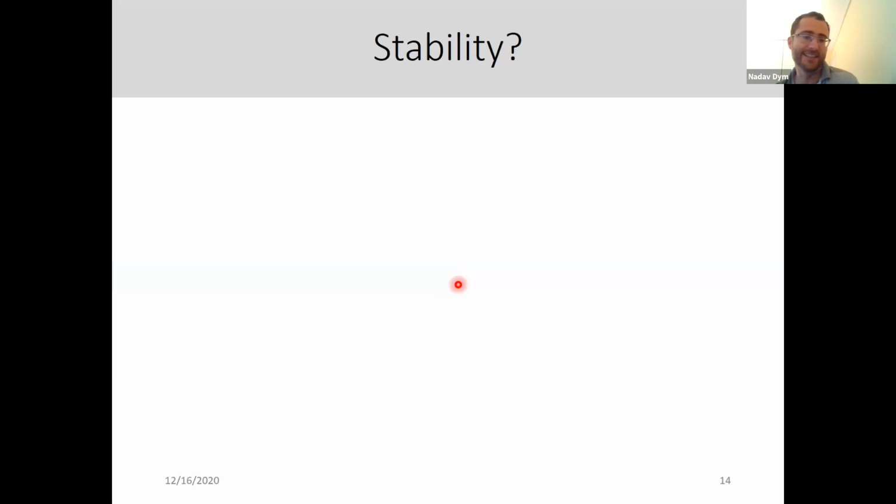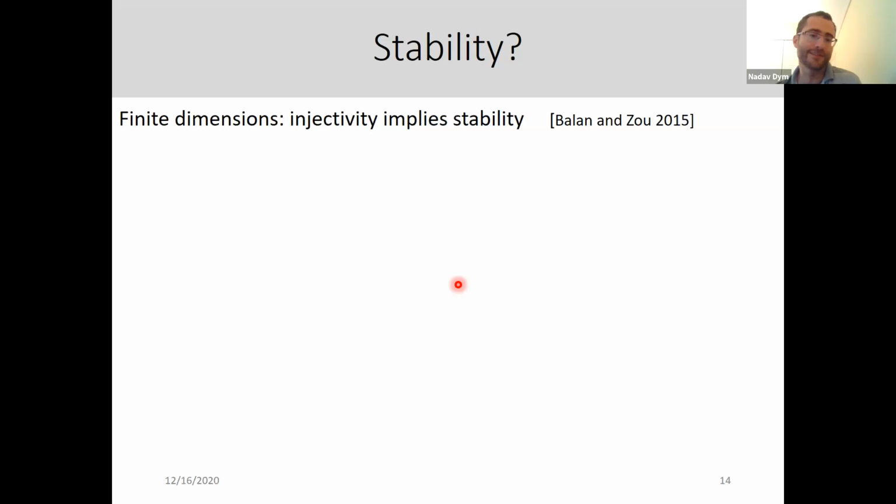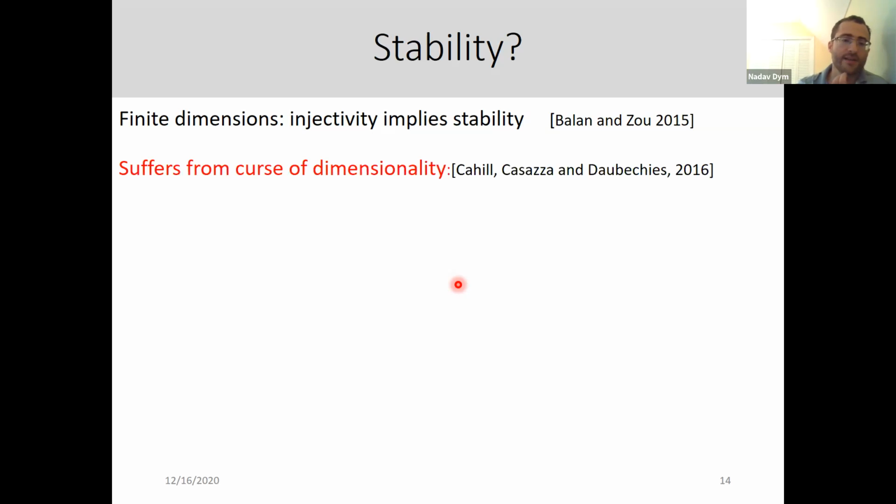Do we have stability? First people said yes, because in finite dimensions, if we proved that there is injectivity, then that automatically implies stability, meaning that there is some constant smaller than infinity for which that inequality holds. However, it turns out that this constant suffers from the curse of dimensionality. So what does this mean?